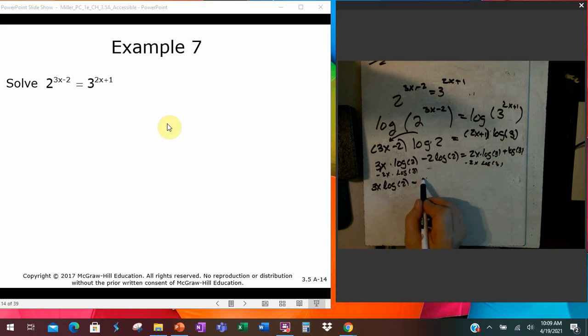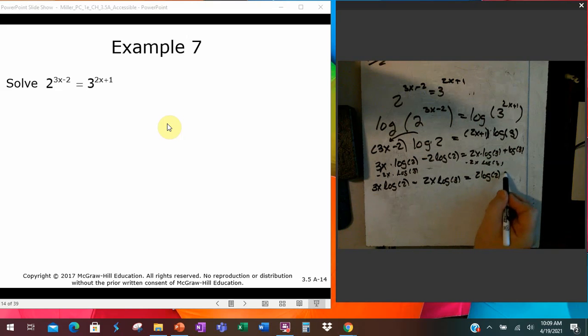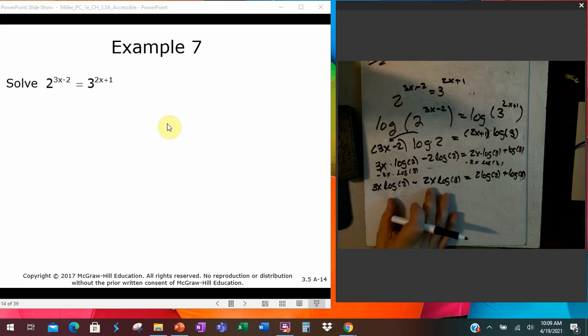Okay, so minus 2x log 3. These aren't the same number, but that's okay. Add this, get this over here, 2 log 2 plus log 3. Add plus 2 log 2 plus 2 log 2. That goes out, okay? And now this is what I want to do here.